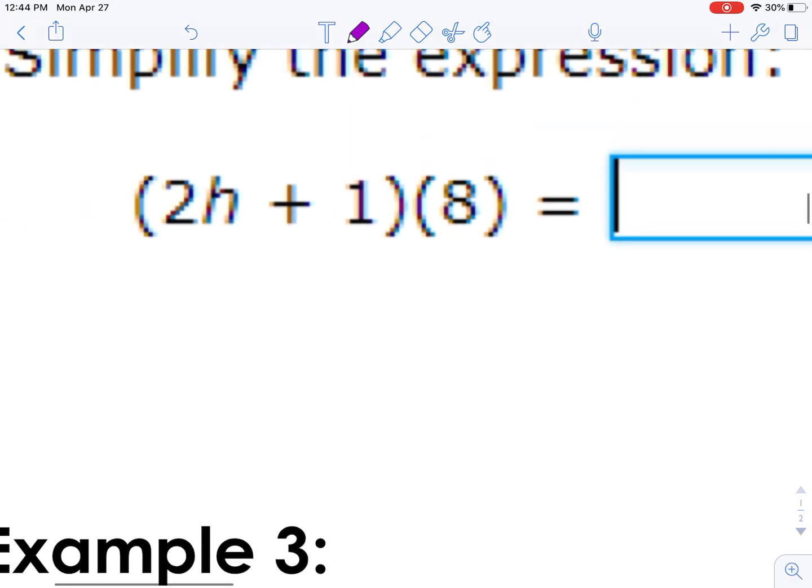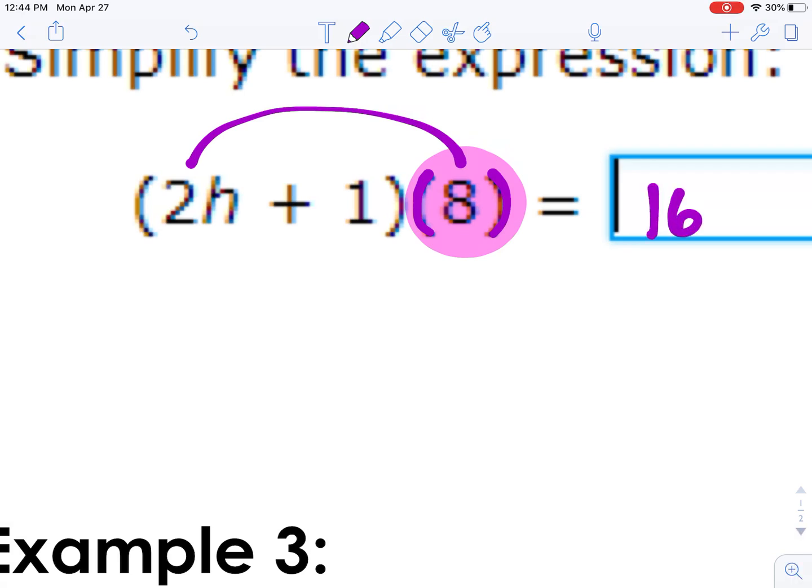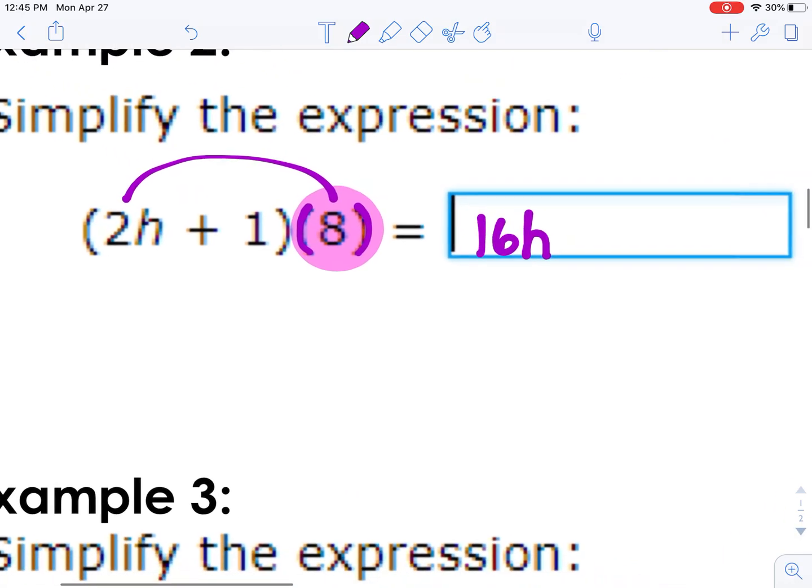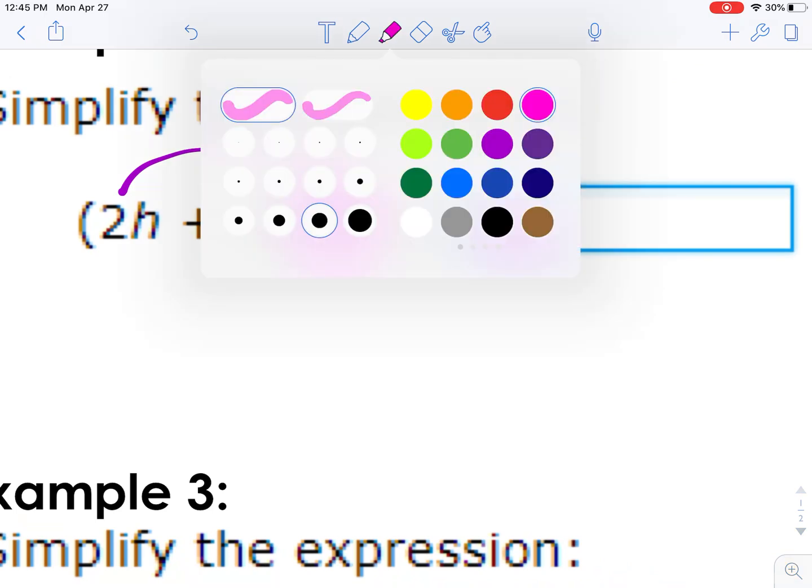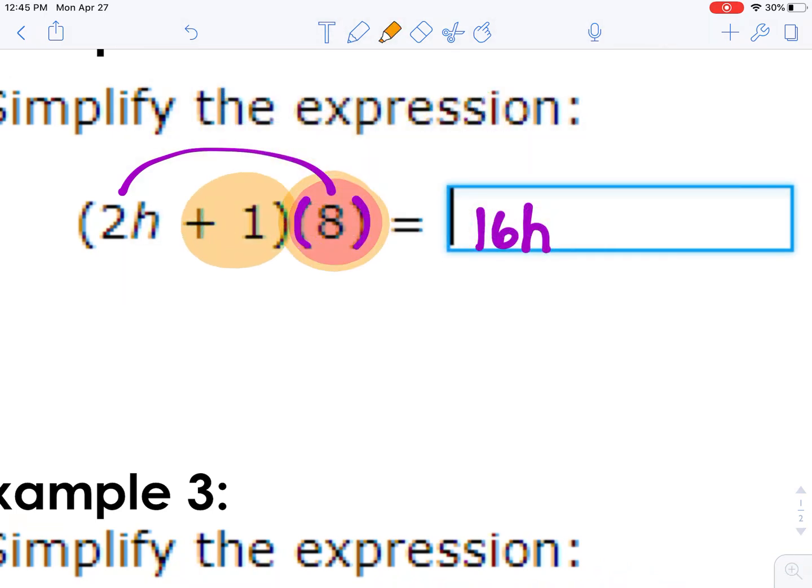Now distributing also can be seen when it's behind, and that's a little tricky. It must have the parentheses there for you to know to distribute versus doing a different operation. So first we're going to do 8 times 2h, and 8 times 2 is 16. Be very careful in IXL you don't lose your h with that. And then we're going to have 8 times 1, and it's a positive 1. 8 times 1 is a positive 8.